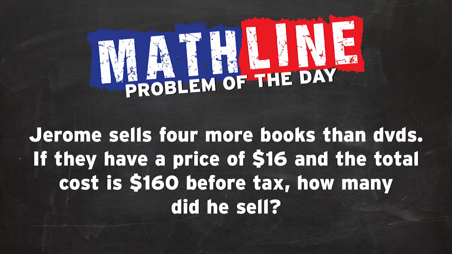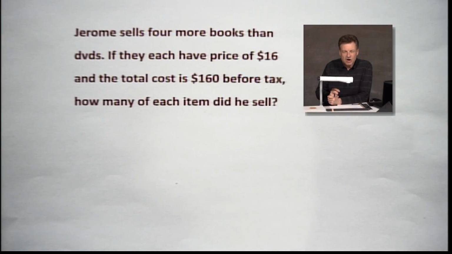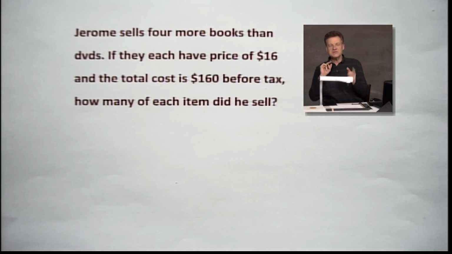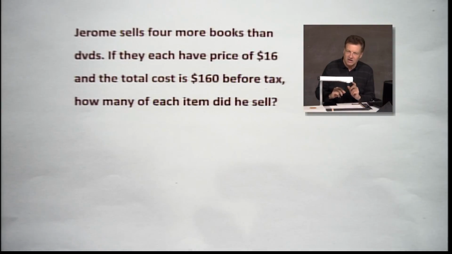Wow, that's a mouthful. It's a lot of things to work through. So let's work through it and see what we've got going here on this problem. Take a look at it here. It says Jerome is going to sell 4 more books than DVDs. If they each have a price of $16, that's good because his DVDs and his books are all going to make $16 a piece. Then the total cost is $160 before tax. How many of each item did he sell?